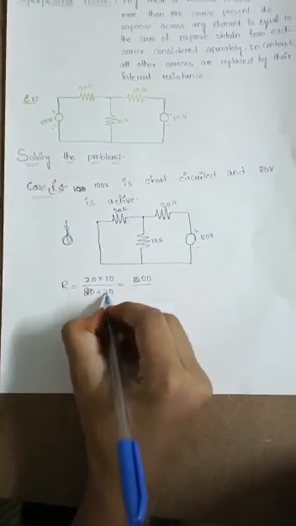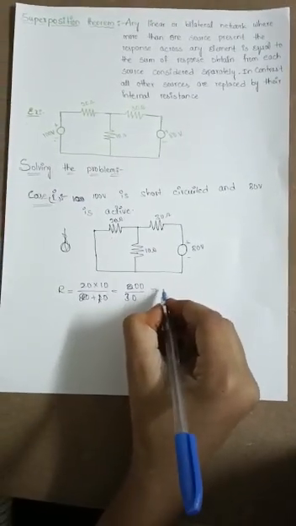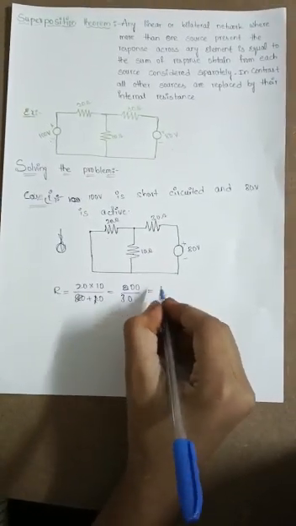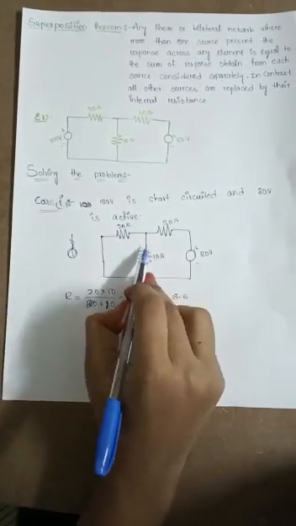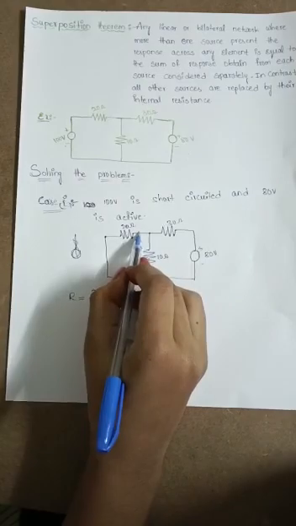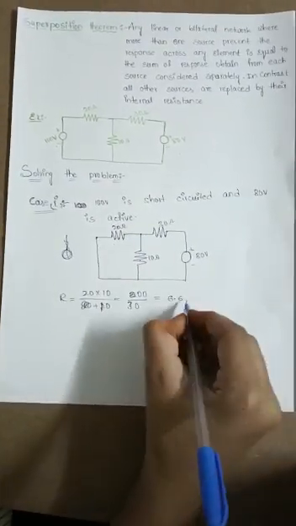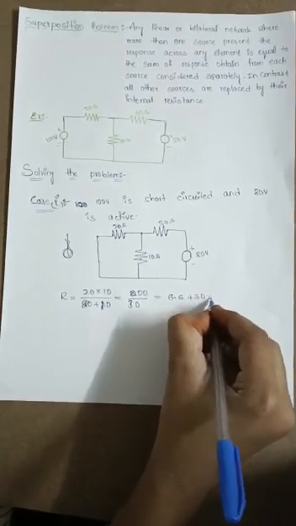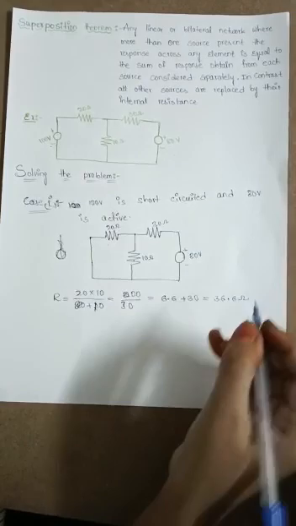200 by 30. What is the value? 6.6. Then here a resistance of 6.6 will be there. These are in series, which means 6.6 plus 30 equals 36.6 ohms.